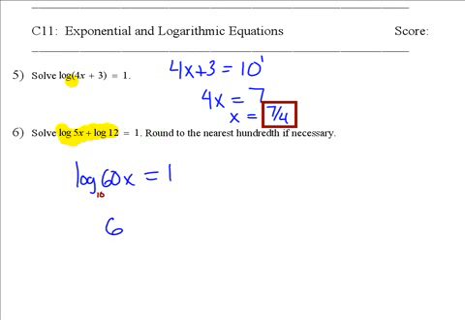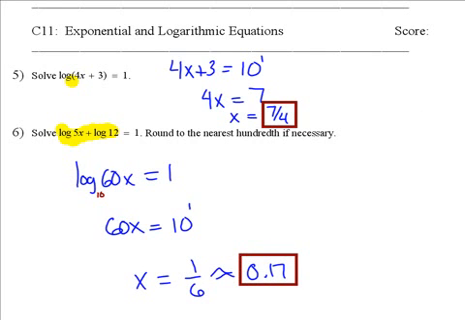So I could now say 60x equals 10 to the 1. And divide both sides by 60. I'm going to get 10/60ths, which is the same as 1/6. So we're done right there. It says round to the nearest hundredth if necessary. So let's go ahead and be necessary and round to the nearest hundredth, which would be 0.17. And follow the directions all the way through there.